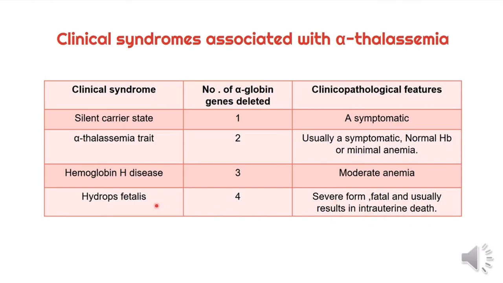So in hydrops fetalis, you will have a tetramer of gamma chain, and such hemoglobin, which is a tetramer of gamma chain, is called Hb Bart's, and Hb Bart's has no O2 carrying capacity. So this would result in O2 starvation of the fetus and results in death.